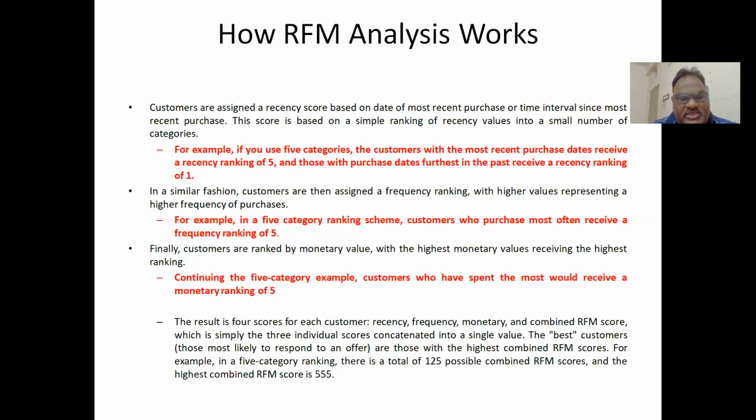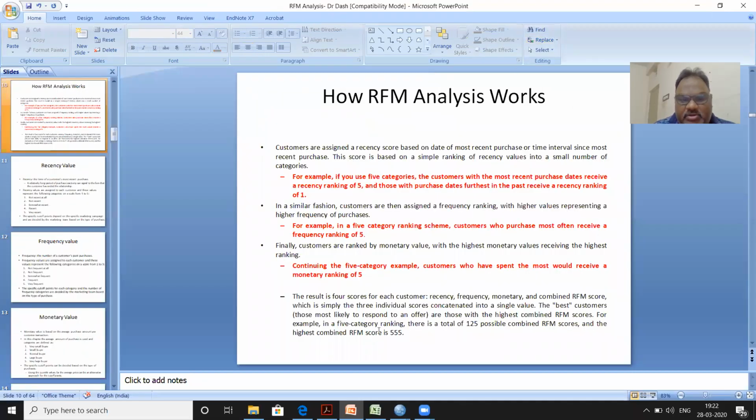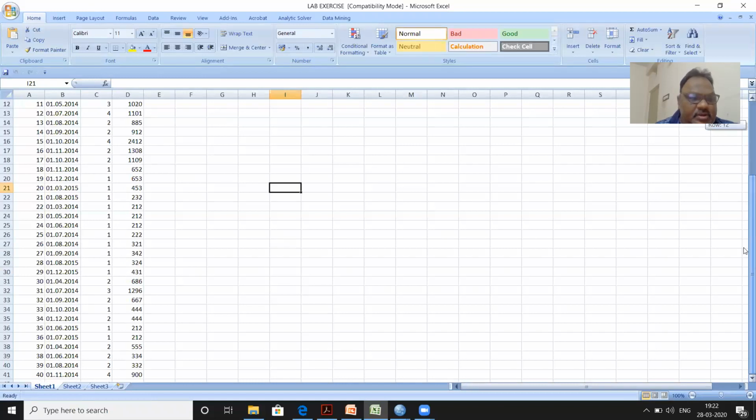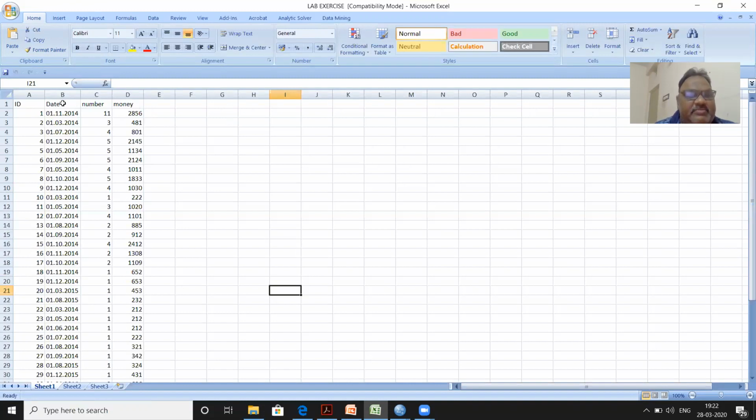For more explanation, let's talk about this Excel data. Here we have a database of 40 records, a small example. The first column is date, meaning recency, when they visited last time. ID 1 visited on 1/11/2014. He visited 11 times and total money spent 2,850. So what is the first thing? First, I want the R score.